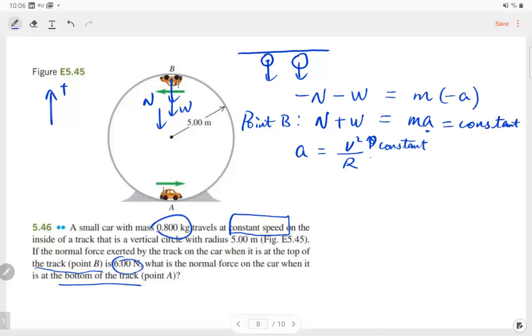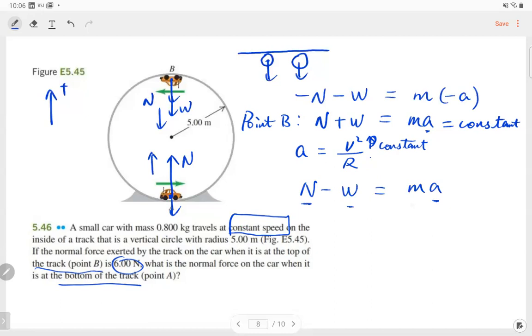And let's figure out the point A. At point A, we're going to figure out the normal force. Let's do the free body diagram. That will be normal force goes up, weight goes down. So we have net force N minus weight, right, equal to ma. A is towards the center. So that's going up. We have positive a with positive normal force, but negative weight.